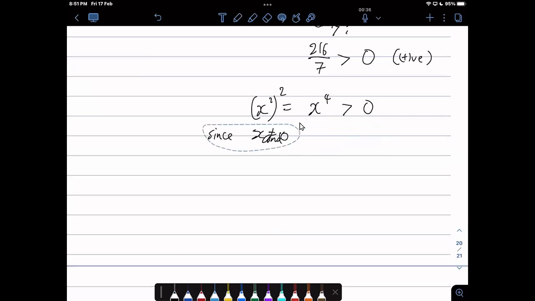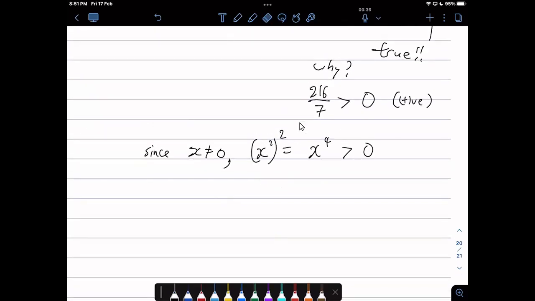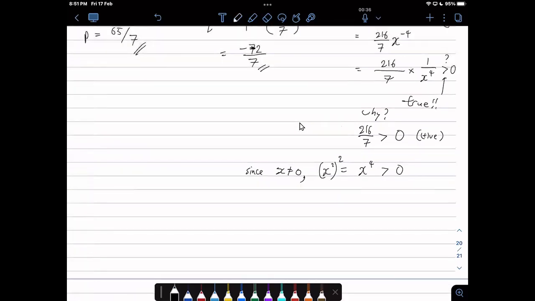since x is not equal to 0, that means that x power 4 is more than 0. So now that we have a 216 that's positive, or x power 4 that's positive, positive plus positive gives you positive, which is more than 0. Okay, this is a bit extra. I don't write it down. Is this clear? Convincing?